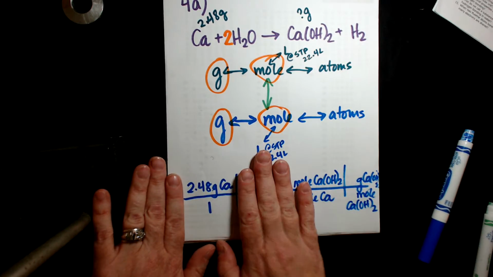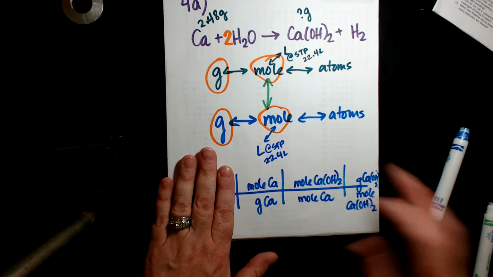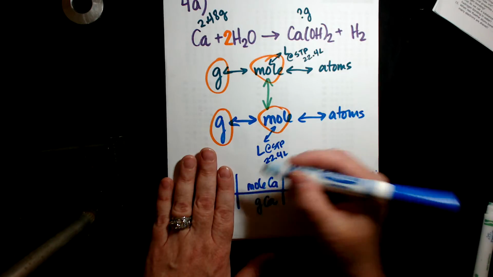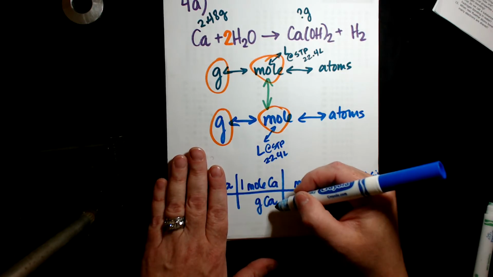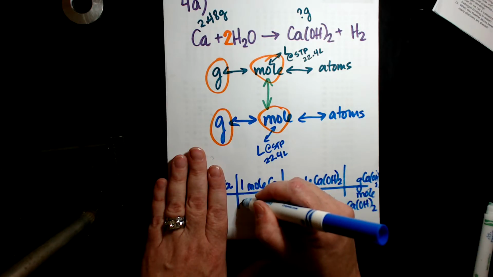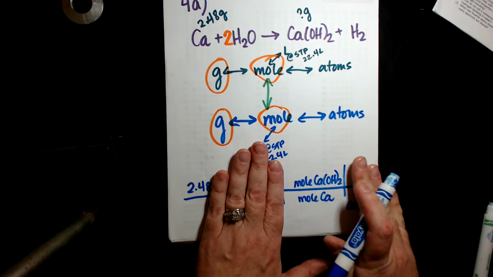So once we've got all the units in, we can come back through and look at each individual section. So in this section, we have everything done. Let's look at the next one. Which one's bigger, a mole or a gram? A mole. So I write a 1. How many grams are there in 1 mole of calcium? Well, look on the periodic table. That's going to be 40.07.